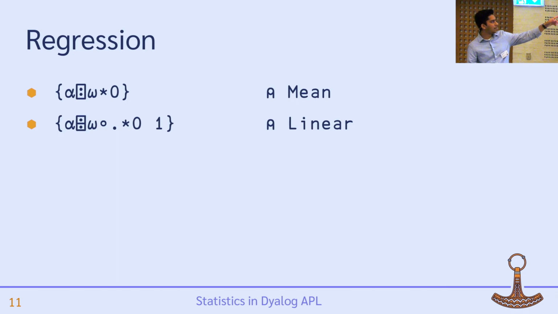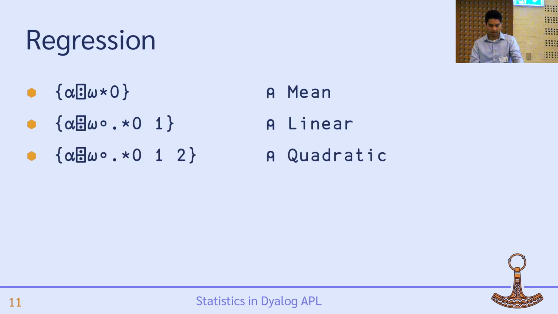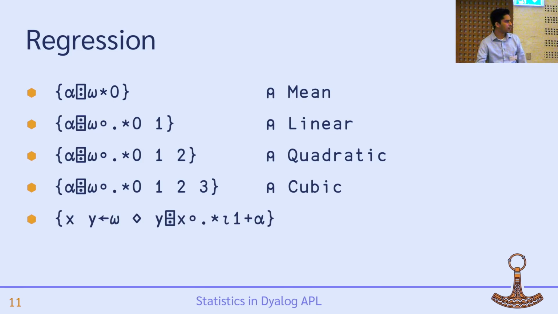And the result of the domino operator is the coefficients that you would do a plus dot times on the right argument to domino to get the estimated value, the predicted value. And then you can even do quadratic regression, cubic, and then more generally, polynomial regression of different degrees. So you get quite a bit right out of the box with APL.